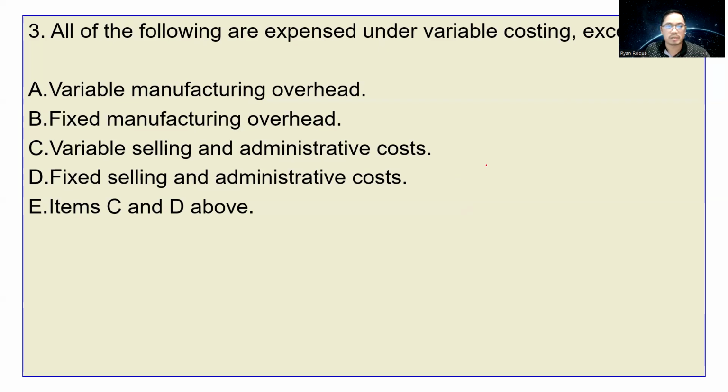Is it A, variable manufacturing overhead? Is it B, fixed manufacturing overhead? Is it C, the variable selling and administrative costs? Is it D, fixed selling and administrative costs? Or E, items C and D? The answer is A, because your fixed overhead is expensed immediately. Your variable selling and admin rather, and then the fixed selling and admin costs, whether variable or absorption costing method, these are of course expensed immediately. So therefore, the answer for variable costing method, exception to the rule, the answer is A.